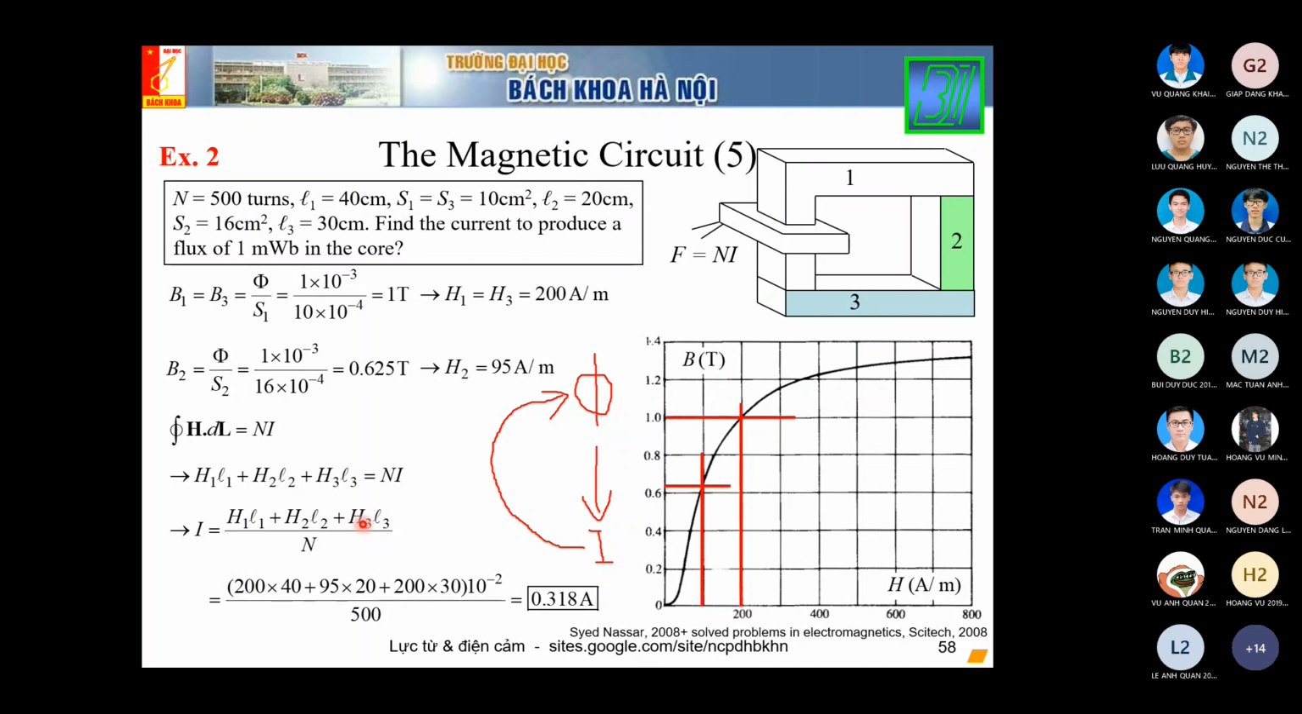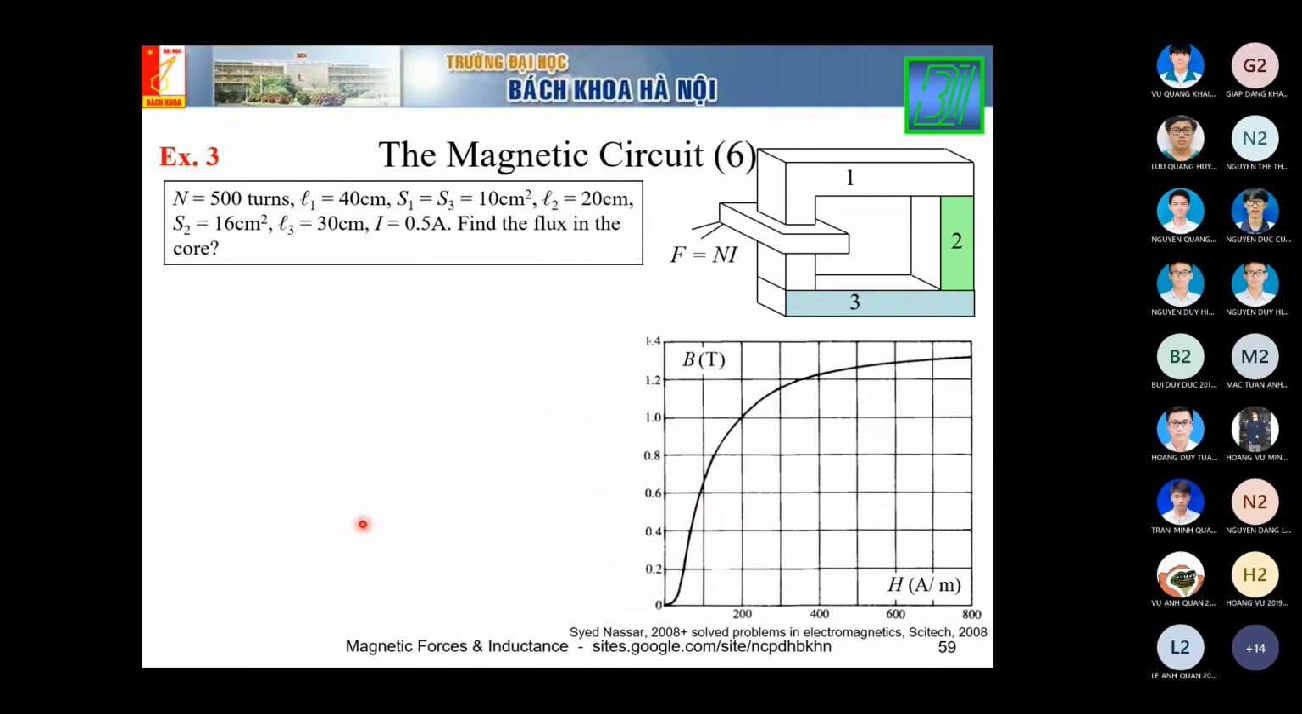How can we deal with this? We can apply a trial method. Let's say that it is the estimation method. Okay, we come to exercise number 3. Actually, this one is very similar to the previous one, except one thing. This is a reverse problem. You see, we are given the current and we have to find the magnetic flux.